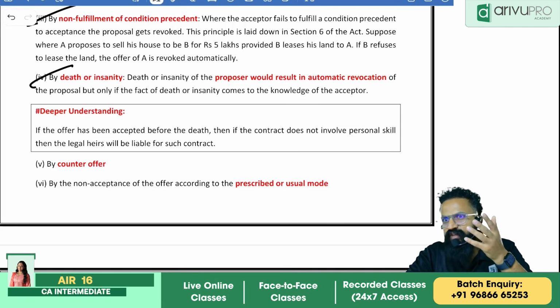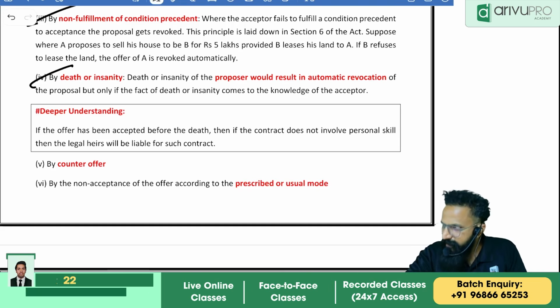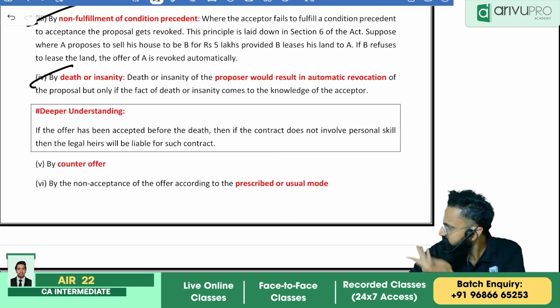What if there was a loan agreement? Death does not affect the contract. The contract will continue. The legal heirs will have to repay it if it is accepted. If it is not accepted, it will come to an end.